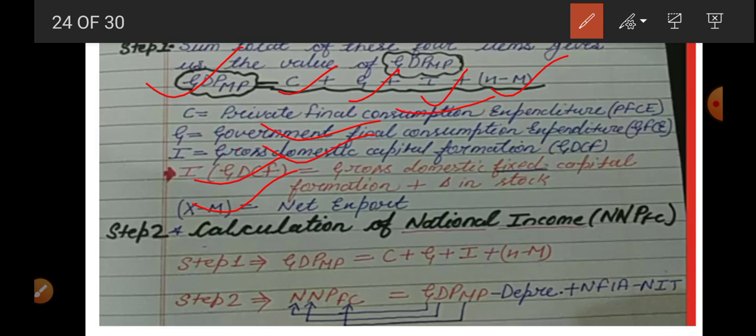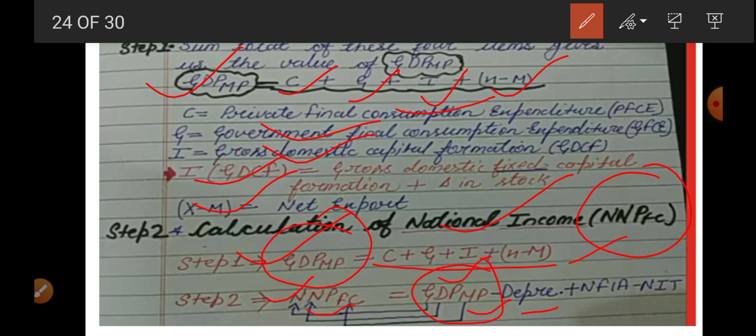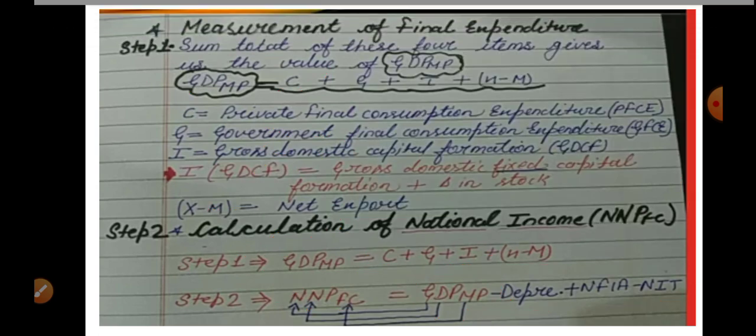Now if you want to calculate national income, national income means NNP FC. So in step 1 we add all these, we get GDP MP. When we move from gross to net, we subtract depreciation. When we move from domestic to national, we add NFIA. When we move from MP to FC, we subtract NIT, and in this way we get NNP FC.